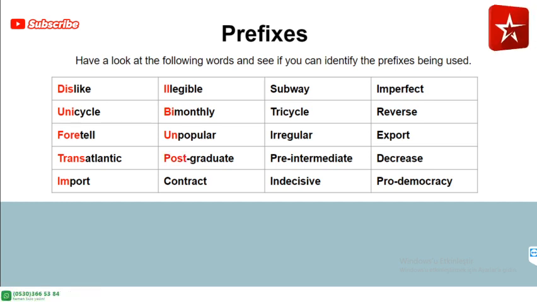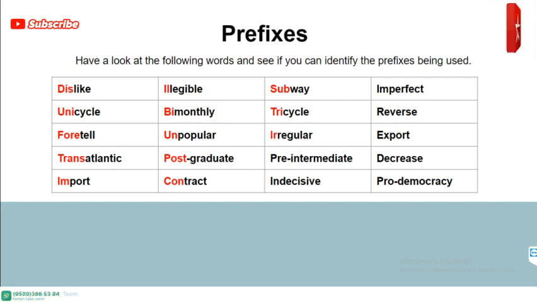And then we have contract. And the one in contract is con. We'll come back to that later too. Then in subway, we have the prefix sub. And then we have the prefix tri in tricycle. Just a quick point, it's not tricycle, it's tricycle, both in British English and American English. Sometimes these prefixes do change, as we'll see a little bit later on today.